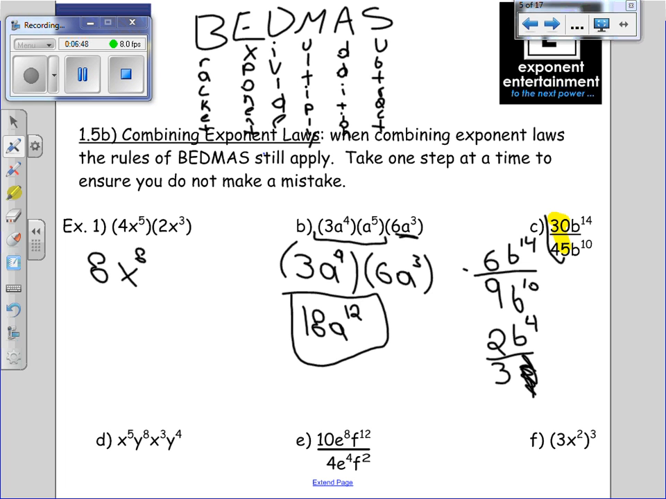Does it always go on the top, or is it the one with the bigger exponent? Always goes onto the top, and then if it's negative, we'll deal with it. So if the bottom number had been 14, 10 minus 14 would have been minus 4, right? Always put on the top. So it would have been b to the power negative 4. And then we'll deal with those and learn how to flip them to the bottom.